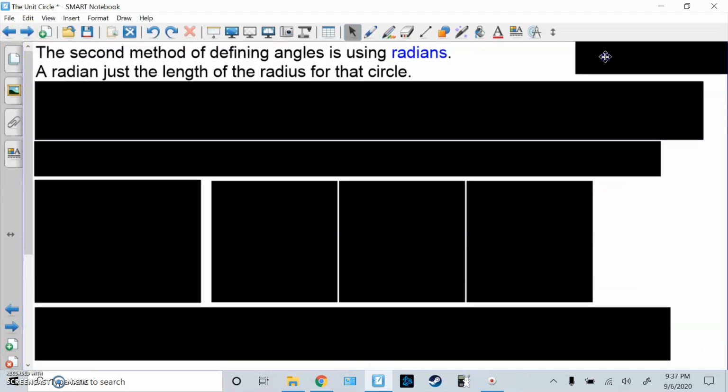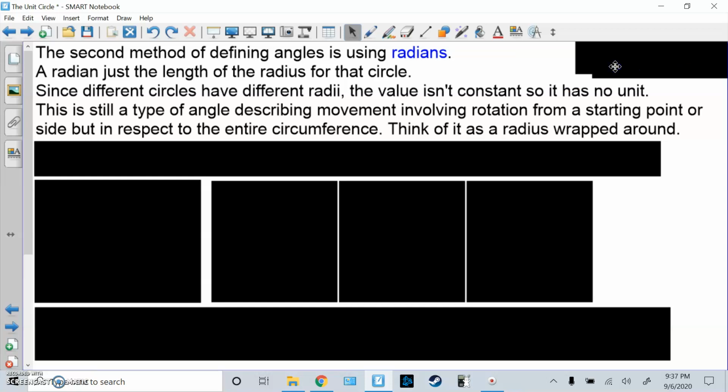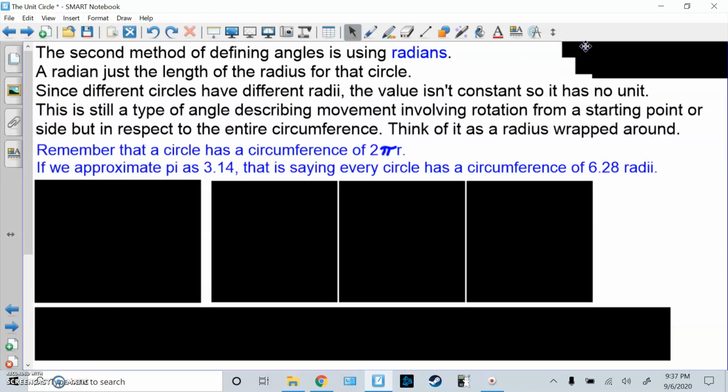The second method of defining angles is radians. A radian is just the length of the radius for that circle. Now since different circles have different radii, the value isn't constant, so it has no unit. This is still a type of angle describing movement involving rotation from a starting point or side, but intersecting the entire circumference. Think of it as a radius wrapped around. Also remember that a circle has circumference 2 pi r, and if we say pi is 3.14, that means every circle has a circumference of 6.28 radii. So there are 6.28 radiuses that can go around the entire circle.